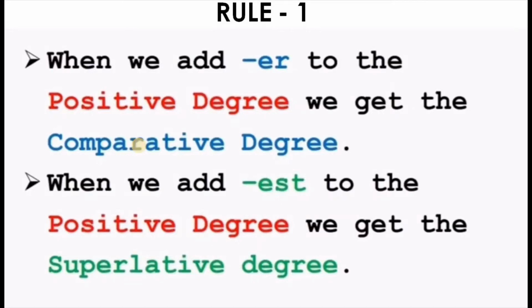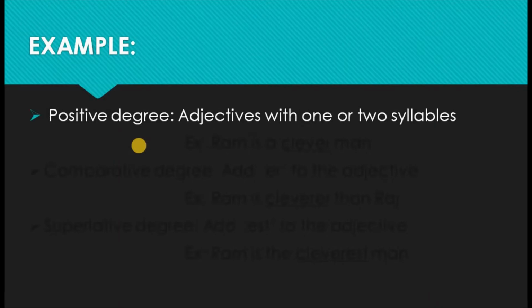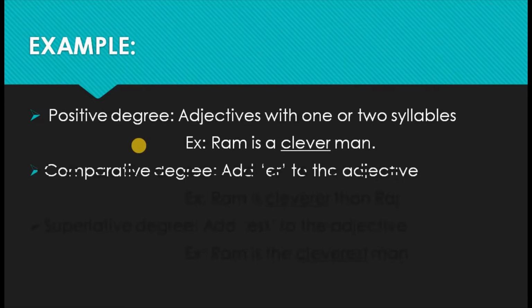Now we'll see the rule number 1. When we add ER to the positive degree, we get the comparative degree. When we add EST to the positive degree, we get the superlative degree. Now we'll see the example. In positive degree, the adjectives with one or two syllables. Example, Ram is a clever man. Here, clever is a two-syllable word.